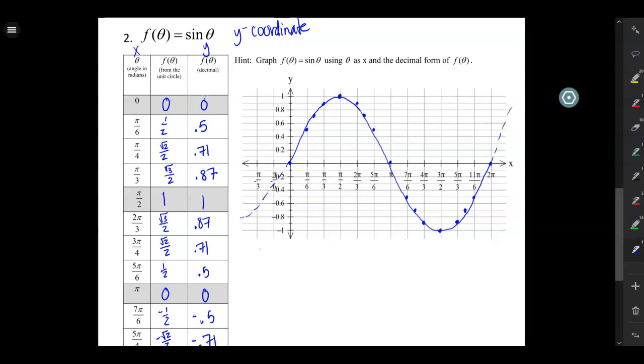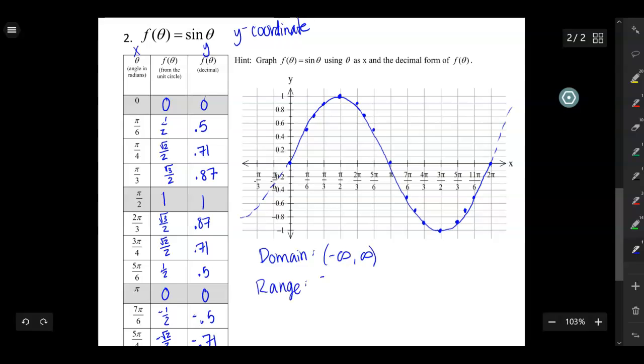So let's talk about the domain and range here. The nice thing about the sine and the cosine is they have the exact same domain and range. So the domain is from negative infinity to infinity, and then your range is from -1 to 1. So I can cover all the y values between -1 and 1. Okay. So we call these graphs that keep repeating themselves, like the sine and the cosine, periodic graphs or cyclic graphs because they go through the same cycle over and over and over again. They just repeat themselves.